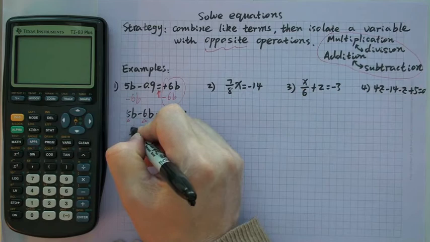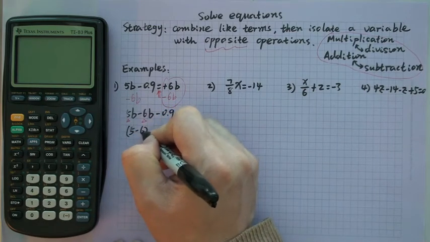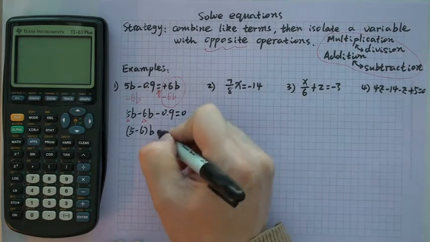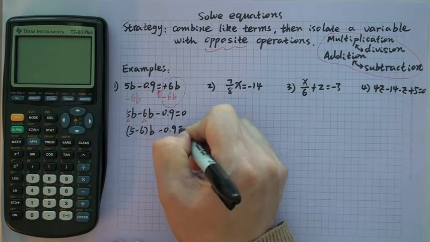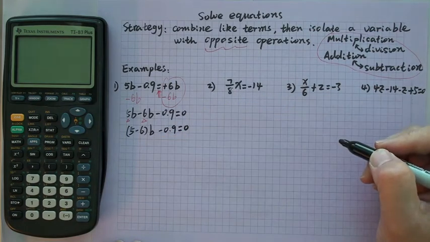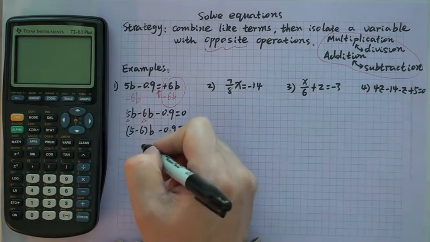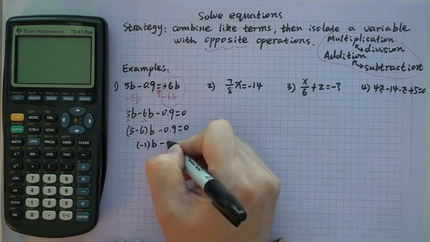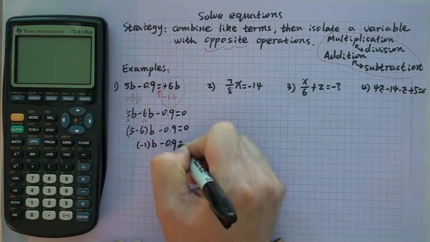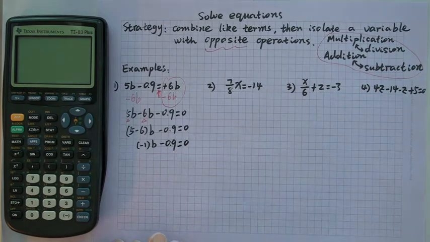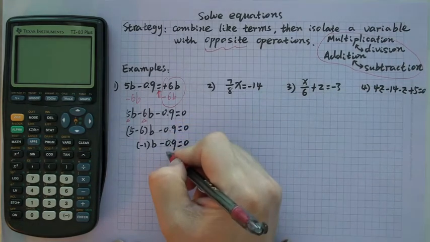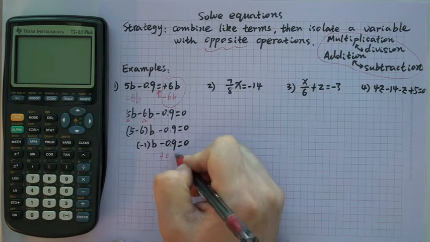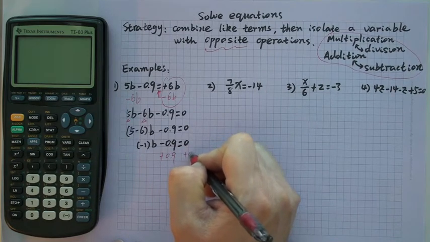5 minus 6, you pull out the b by the distributive property, and then minus 0.9 equals 0. 5 minus 6 is negative 1, so negative 1 b, and then minus 0.9 equals 0. Then isolate b. You want to add 0.9 on both sides.